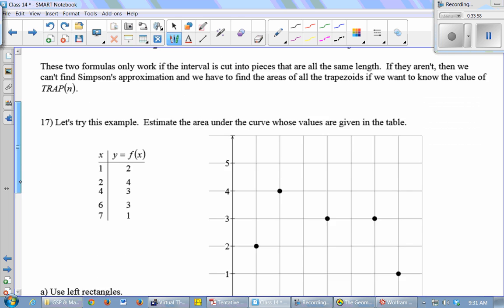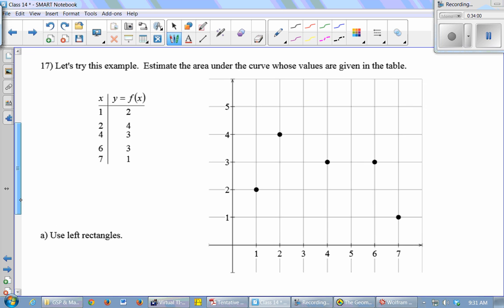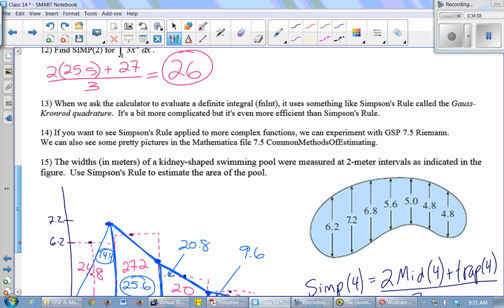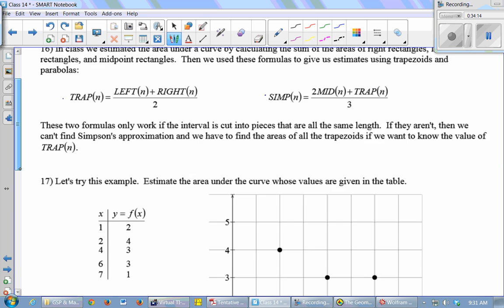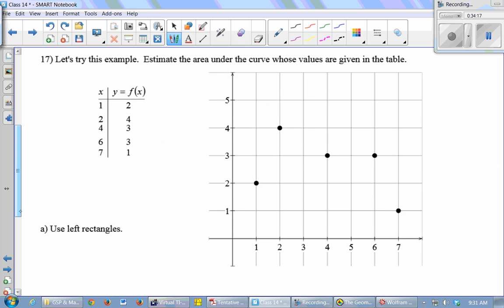So here's an example where I just have points and I don't have a function, and they're not placed at equal intervals. So in the swimming pool problem, I was able to use my shortcut because those were equally spaced intervals. Now these aren't equally spaced. So if I want to find trap and Simpson's, I have to do it by hand. Luckily there aren't that many points and it won't take that long.